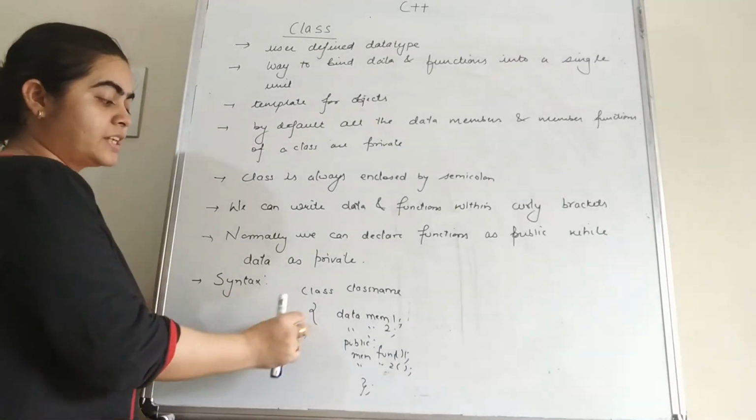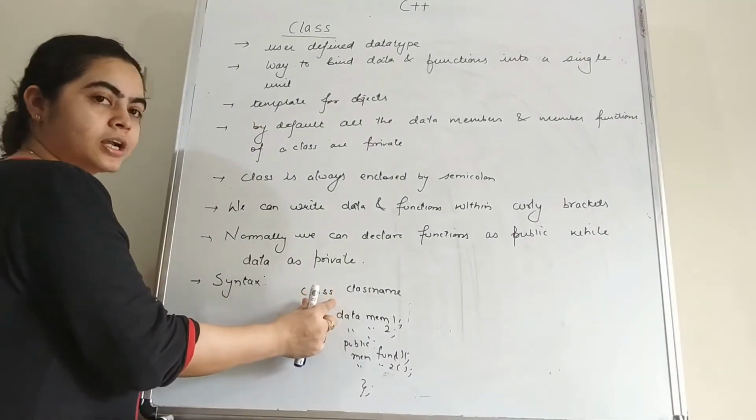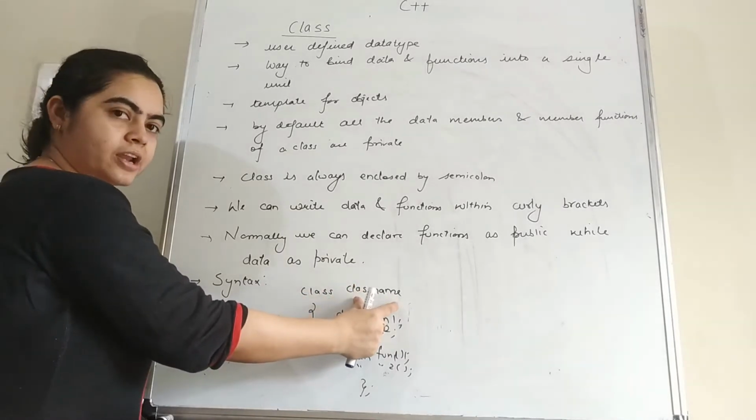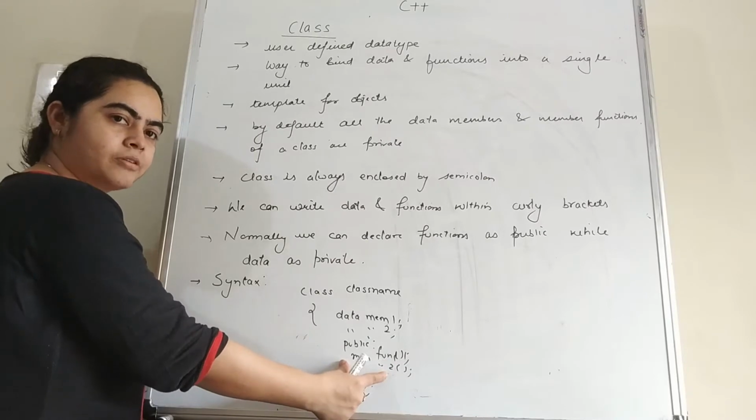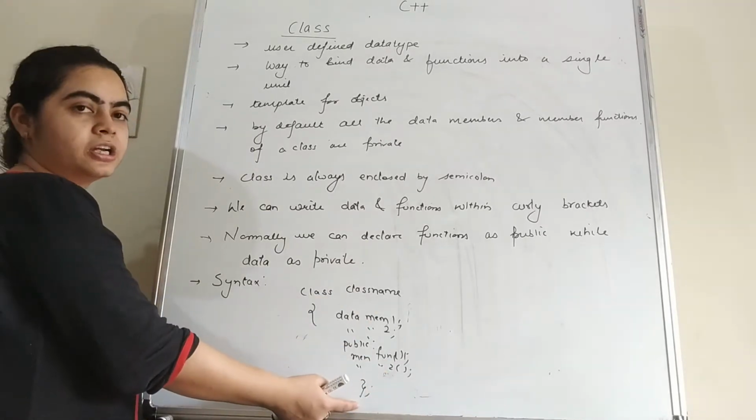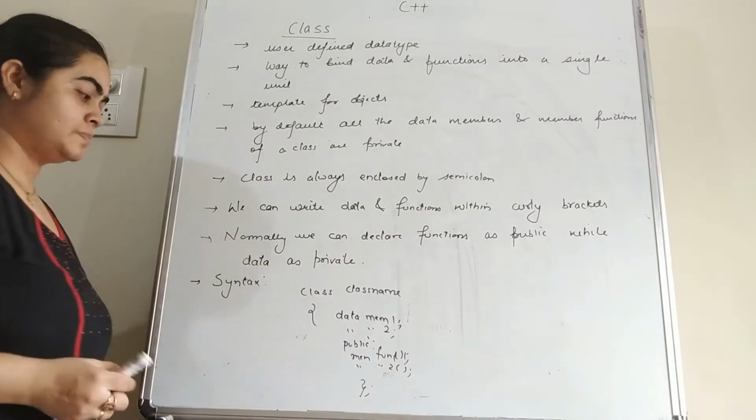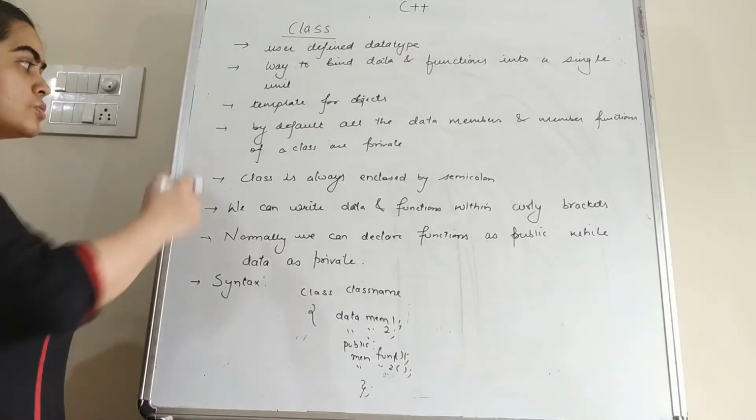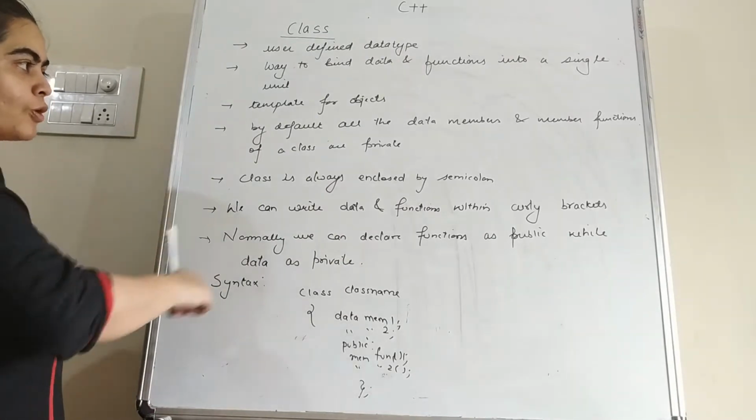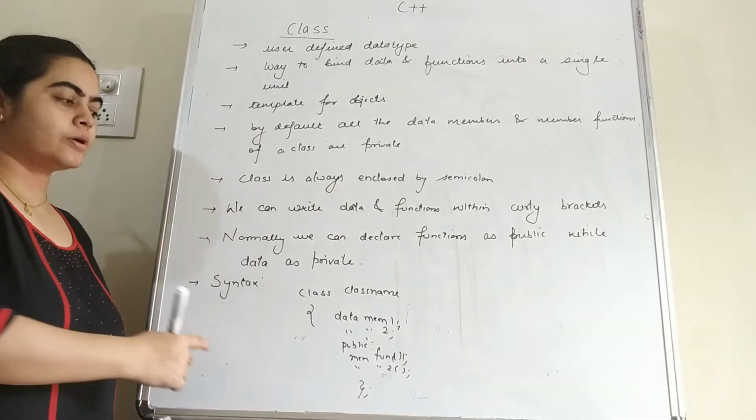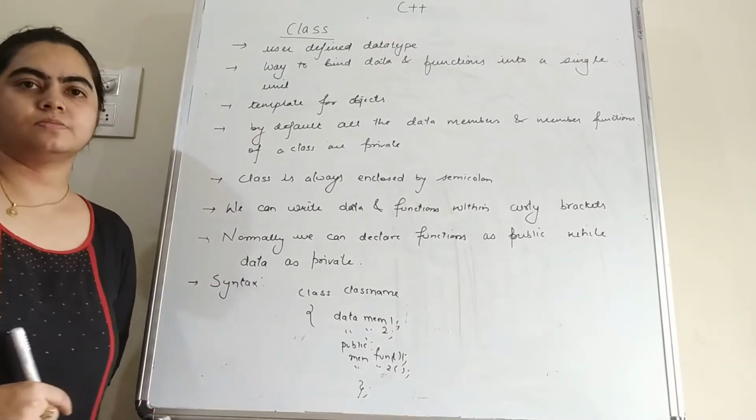So this is the syntax where we can write the class. Class is the keyword. After that we write the name of the class. Here we can declare the data members and the member functions of the class, and here we close the class with the semicolon. So these are the important points that are related to the class. These points you have to remember while you are declaring the class.